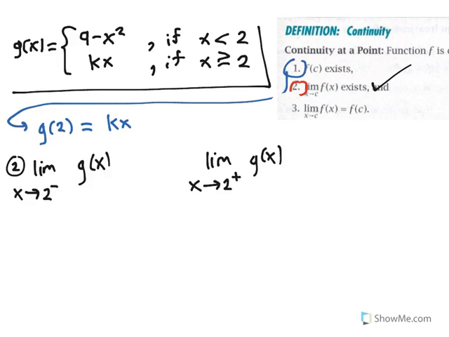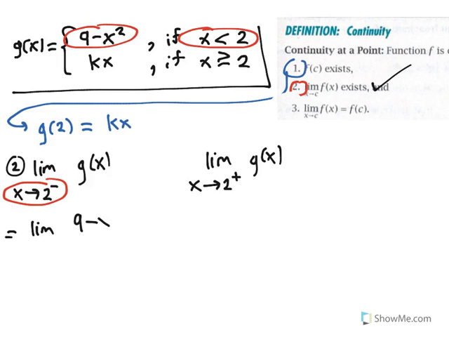So if x is approaching 2 from values that are less than 2, we're in this part of the domain. X is less than 2, so we use this rule for the function g. So we're going to write the limit of 9 minus x squared as x approaches 2 from the left.